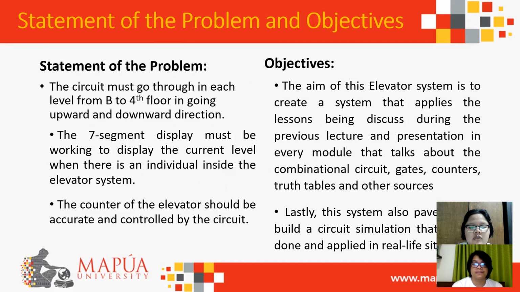So, the statement of the problem and objectives. First, the statement of the problem: the circuit must go through each level from basement to 4th floor in both upward and downward directions. The 7-segment display must work to display the current level where an individual is inside the elevator system, and the counter of the elevator should be accurate and controlled by the circuit.